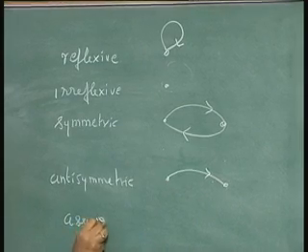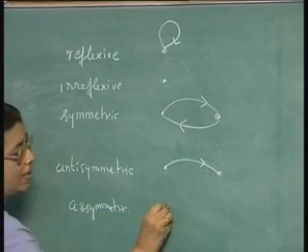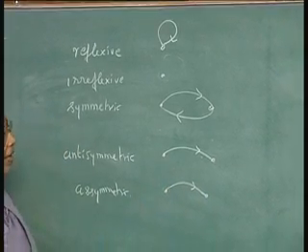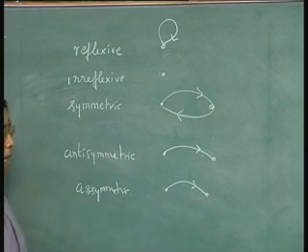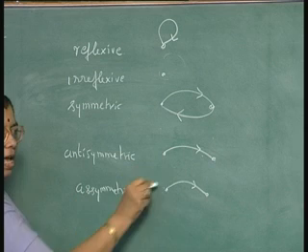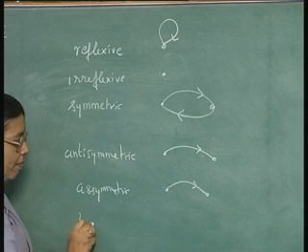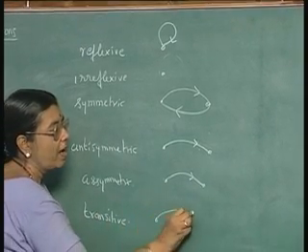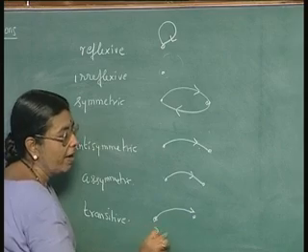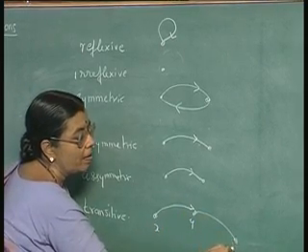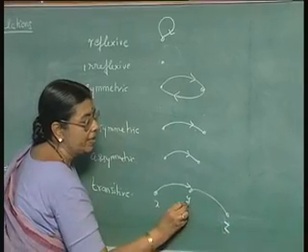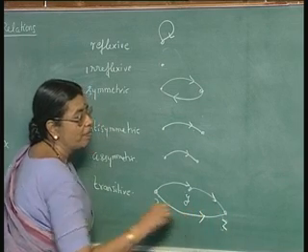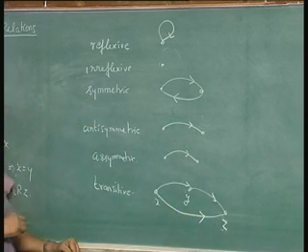Asymmetric means if you have an arc like this, you should not have an arc like this. Not only that, in antisymmetric you can have self loops, but in asymmetric you should not have self loops. Transitive would mean if there is an arc between two nodes x and y, and there is an arc between y and z, that is x is related to y and y is related to z, then there will be an arc between x and z. X should be related to z. This is transitive.